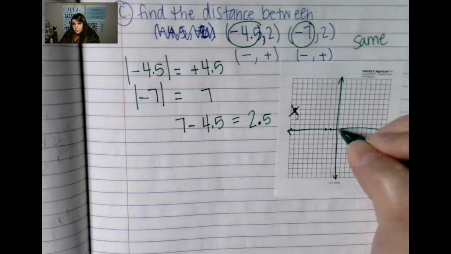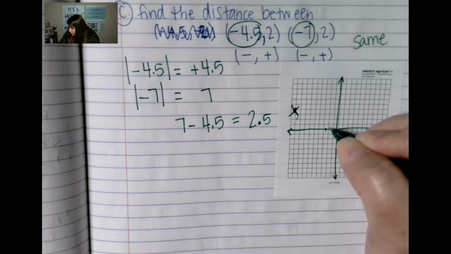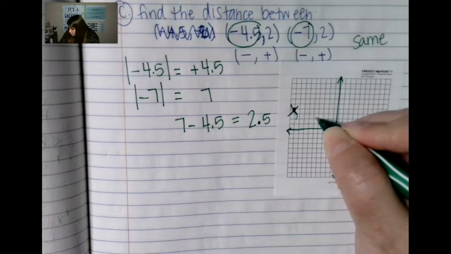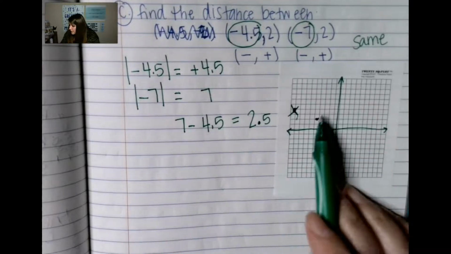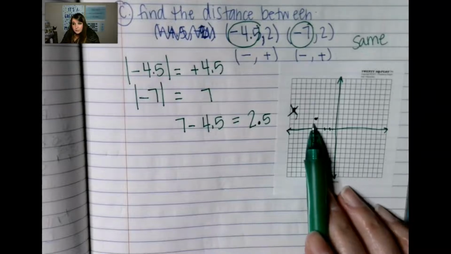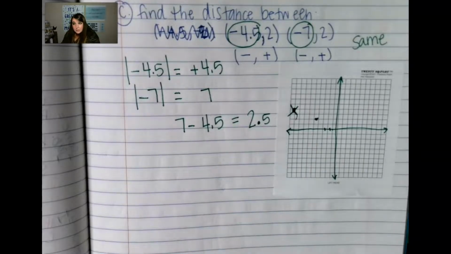Okay, so from 0, 0, we're going to go to -4 and a half. So from here, so there's 1, 2, 3, and 4. And 4 is not to 5, it's right here. And then we will go up 2. So 1, 2. So your dot is actually in between the two lines. It's halfway.